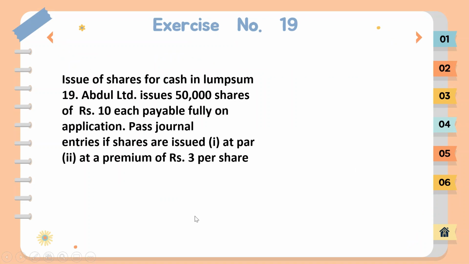Okay, we'll do the sum. Students, this sum is a most expected question, so somehow you learn this, don't skip this. Okay, some students may think that I am going to ignore company accounts. Don't do that. These sums are very important, and only 2 entries are there. Okay, Abdul Limited issues 50,000 shares. Here there is no over subscription or under subscription at all. So easily you can do 50,000 shares of rupees 10 each, one lump sum. But it is issued in 2 ways, at par and then at a premium.